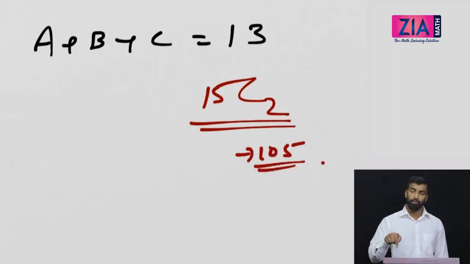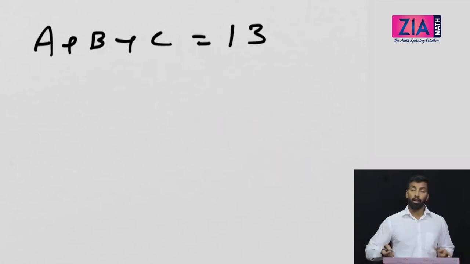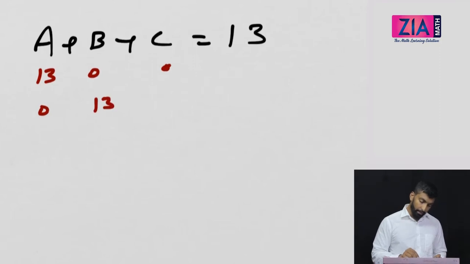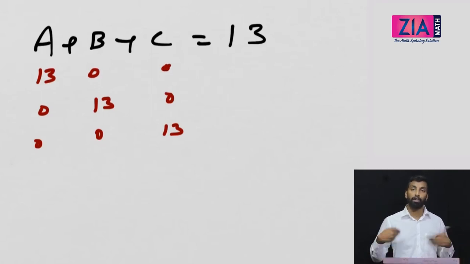Now, what is the second way in which they can ask you a question? Here, if you see, there is no restriction. If you want, you can give all 13 chocolates to A itself and keep the other two at 0. Or you can give them to B and keep the others 0, or distribute like this also. There is no restriction. Whatever you want, you can give it to anyone.